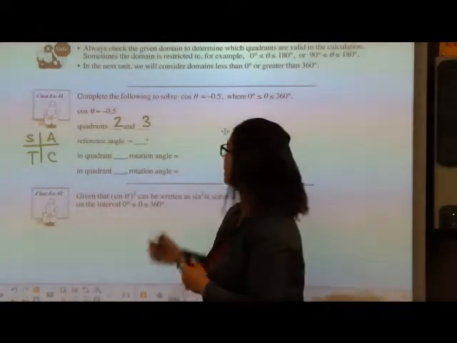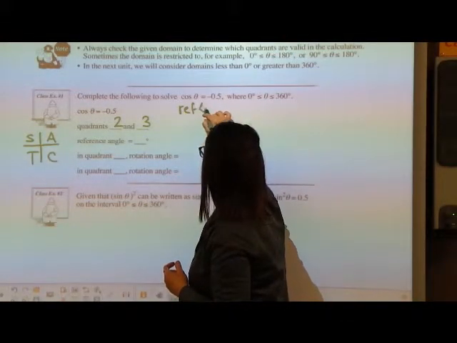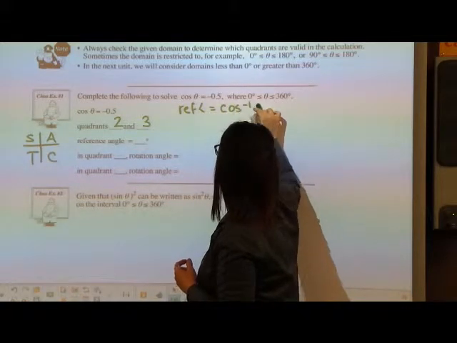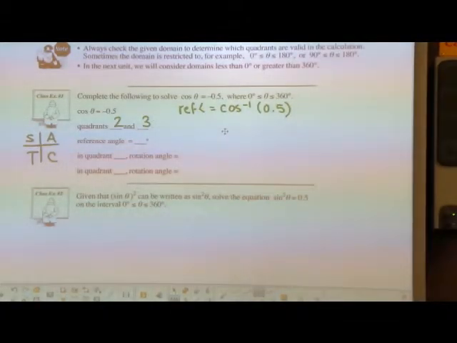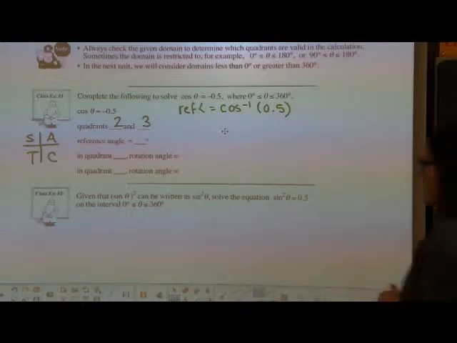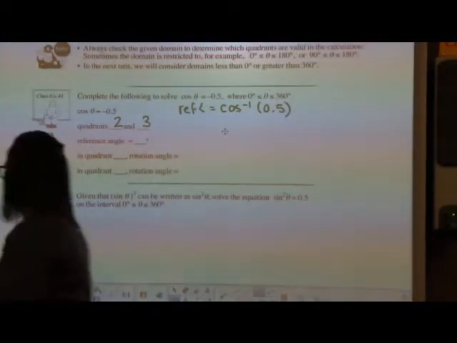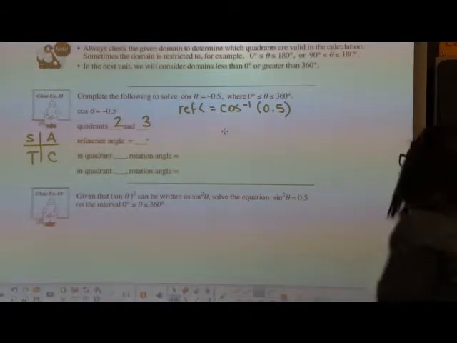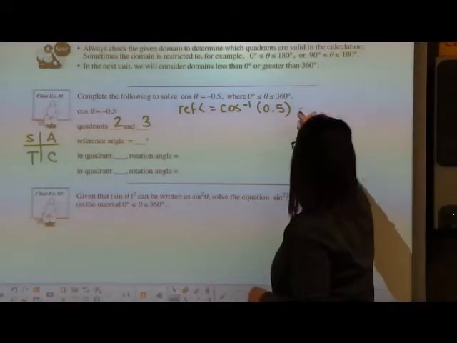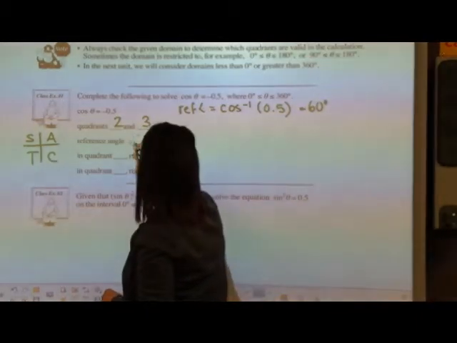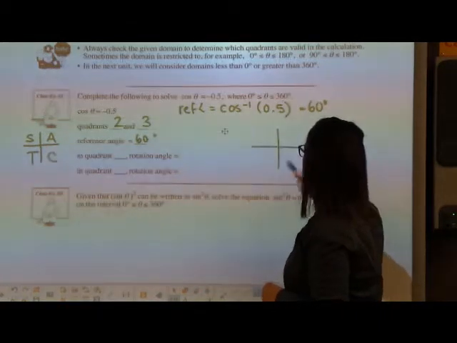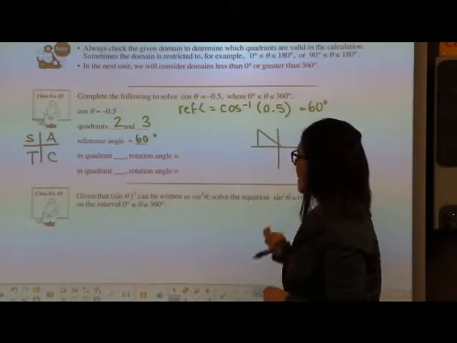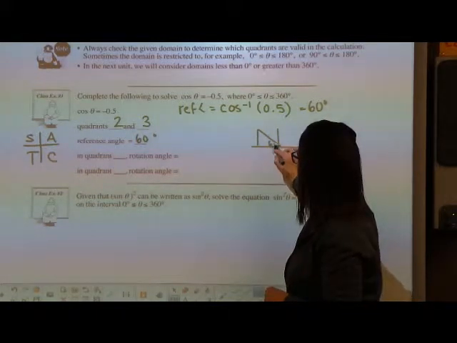My reference angle I will get by going cos inverse 0.5. Not negative, but positive. So cos inverse 0.5, and what do I get when I do that? 60 degrees. So my reference angle is 60 degrees. If I was to draw that, that means I have a 60-degree reference angle in quadrant 2 and a 60-degree reference angle in quadrant 3.